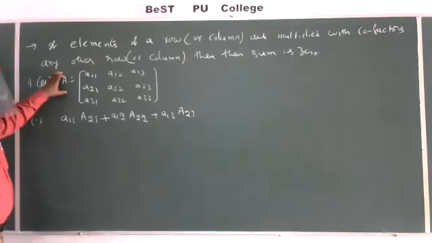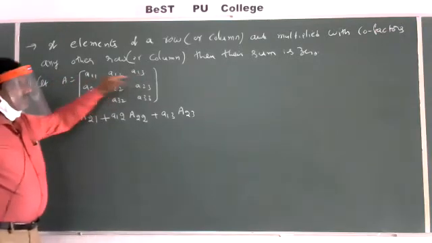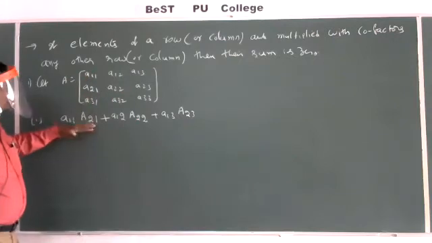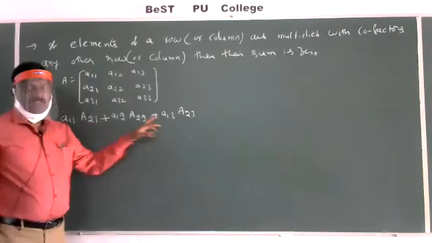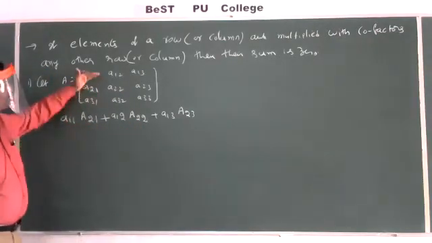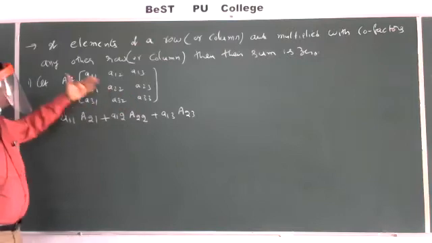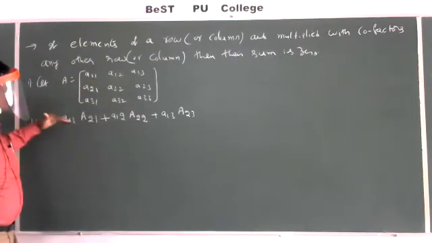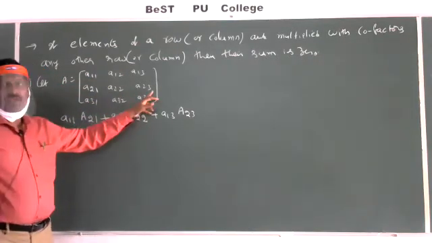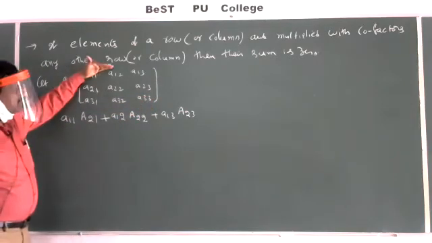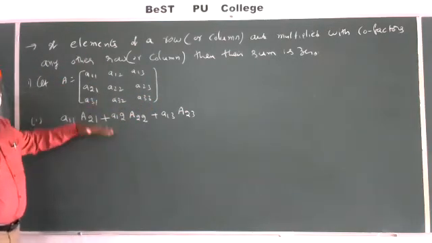If you take any one row's elements and the corresponding cofactors of another row, the sum of the products is 0. Here I have taken the first row elements and second row cofactors, or if you take first row elements and third row cofactors, the value is 0.